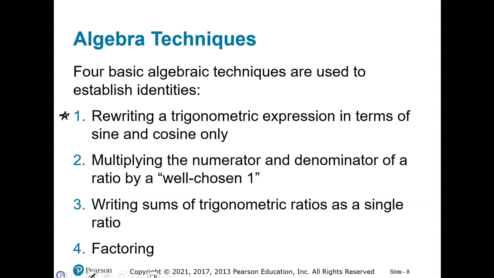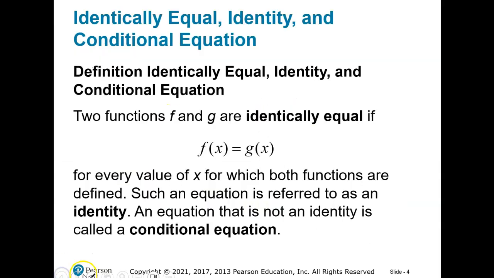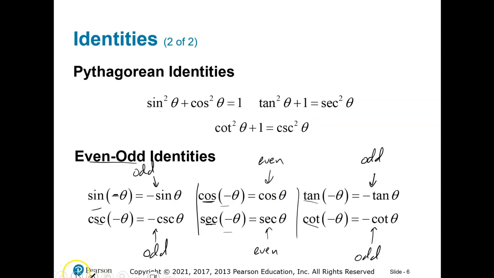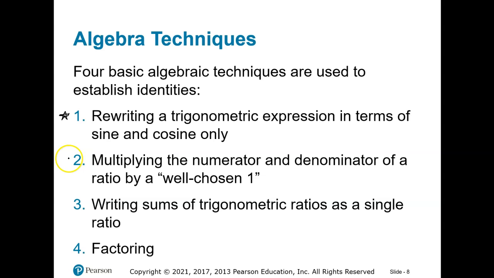Using this property that we talked about before, that all of the trig functions can be written in terms of sine and cosine, that's going to be important in establishing identities. Multiplying top and bottom of a fraction by a well-chosen one. A well-chosen one could be sine squared plus cosine squared. It could be cosine over cosine, tangent over tangent. Well-chosen one just means the top and bottom are equal. And so we are multiplying by 1, which keeps the value the same, but it looks different.